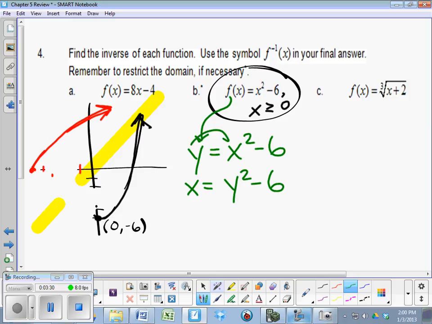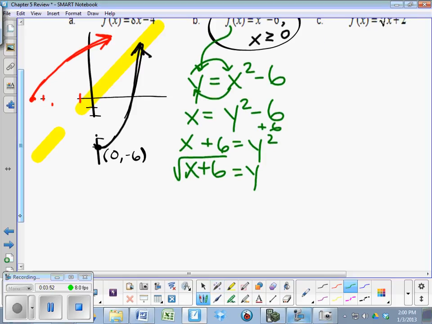Okay, so I already switched x and y. Now I'm going to solve for y. What do you do to both sides? That's correct. Then what? You square root both sides. The whole thing. The square root of x plus 6. Did I solve for y? Yes. Now replace y with f inverse, and you're done.